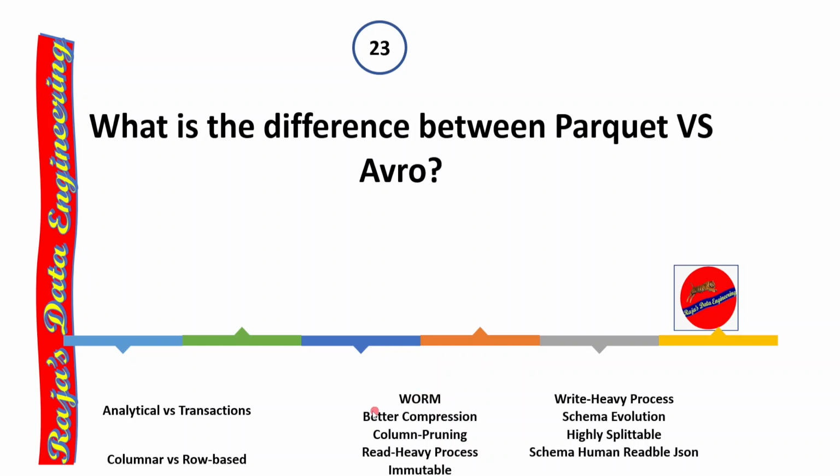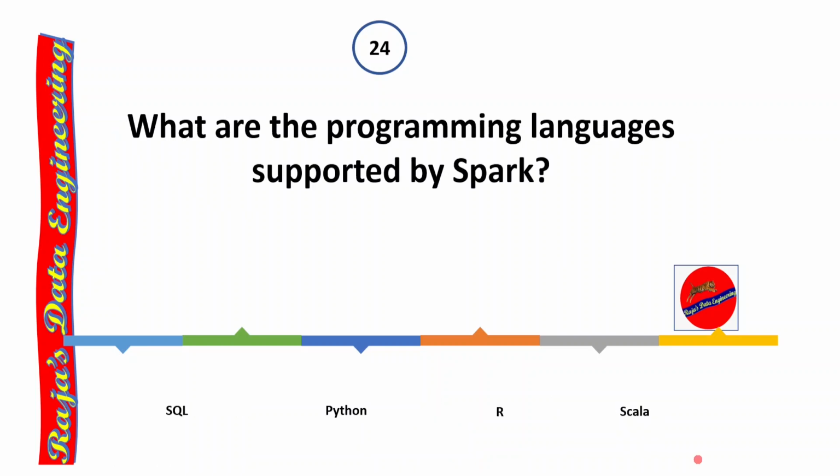Parquet gives better compression, and it also performs better because of column pruning, and that is more suitable for read heavy processes. Parquet is immutable in nature. Coming to Avro, it is more suitable for write heavy processes. It supports schema evolution, and Avro is highly splittable, and the schema for Avro is stored in the form of JSON, which is human readable. Now these are the major differences we can talk about for this question.